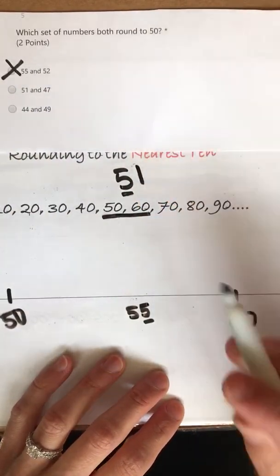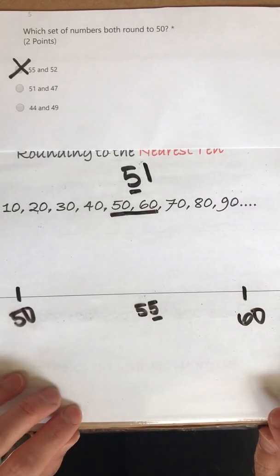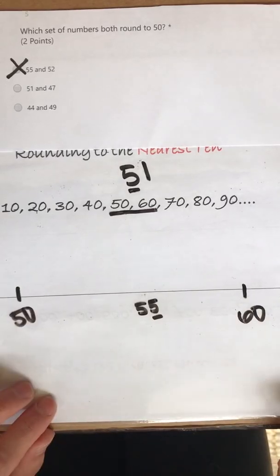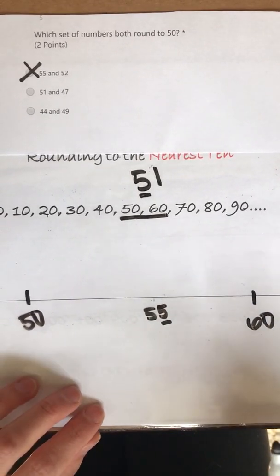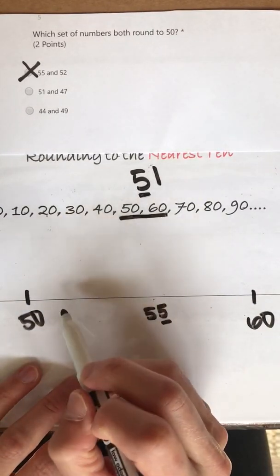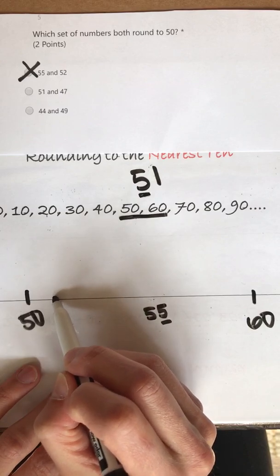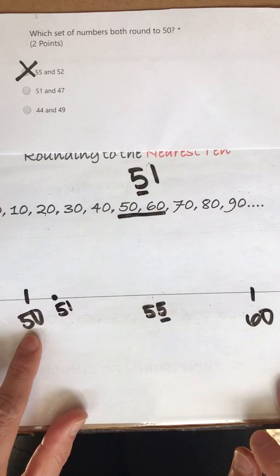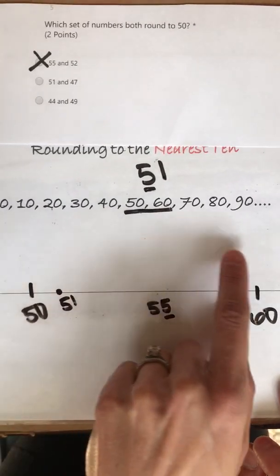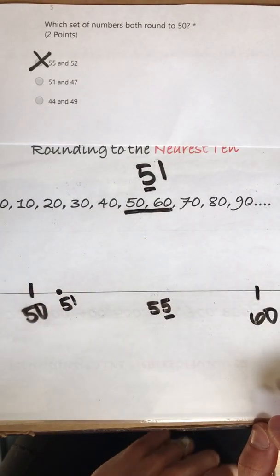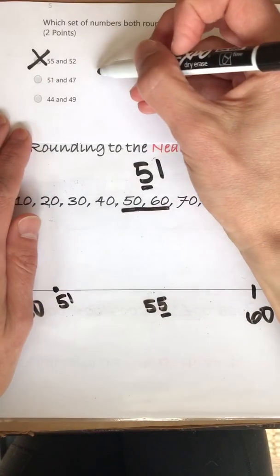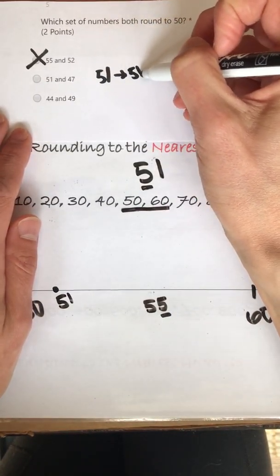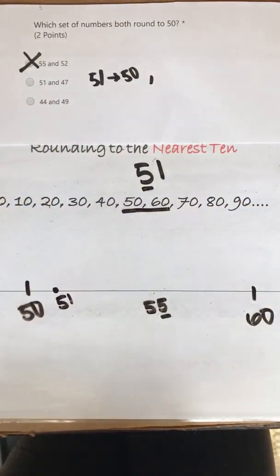So 51 is between what two groups of 10? 51 is between 50 and 60. Great job. So let's plot 51. And what do you think? Would 51 round down to 50, or 51 round all the way up to 60? Very good. 51 would round down to 50. So I'm going to write that here just so I can remember. And now I'm going to try 47.